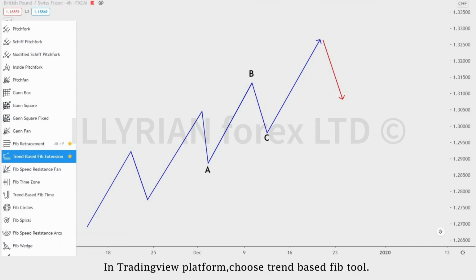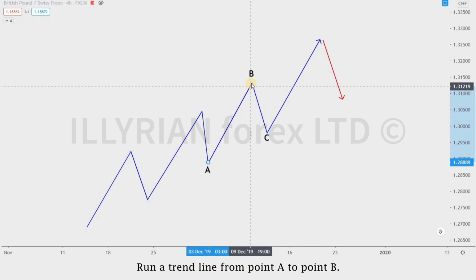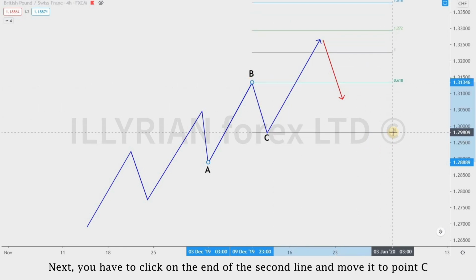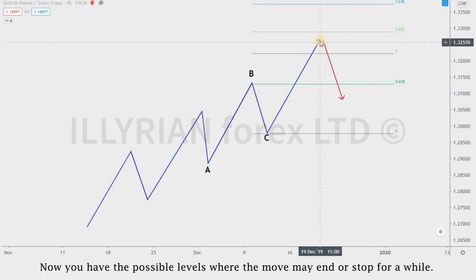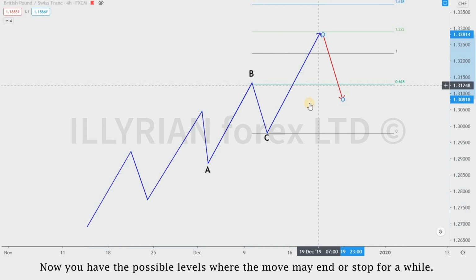In TradingView platform, choose Trend-Based Fib tool. Run a trend line from point A to point B. Next, you have to click on the end of the second line and move it to point C, where the correction ends. Now you have the possible levels where the move may end or stop for a while.